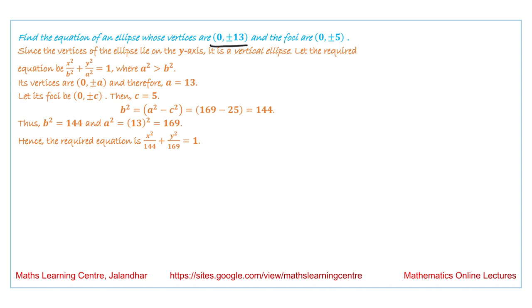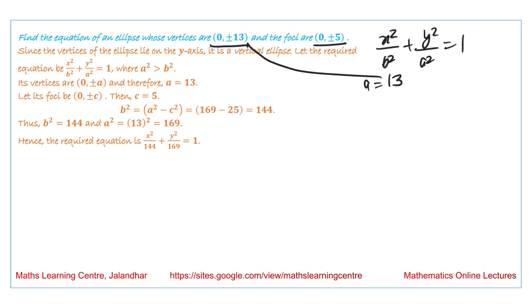Next is find the equation of an ellipse whose vertices are 0, plus minus 13. It means it is a vertical ellipse, and the foci are given over here. So we are writing the equation in the form x square over b square plus y square over a square is equal to 1. The value of a is given to be 13. The value of c is given to be 5. So we can calculate the value of b. B square is a square minus c square. It is equal to 169 minus 25, that is 144. So the value of b is 12.